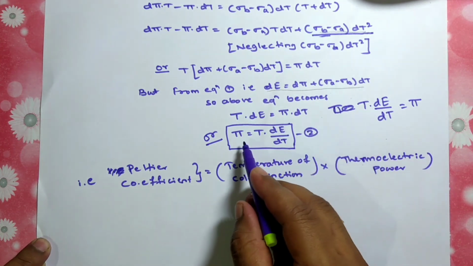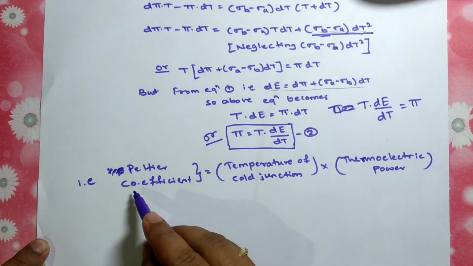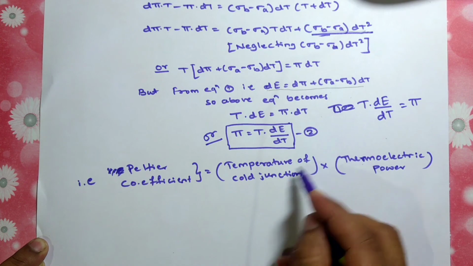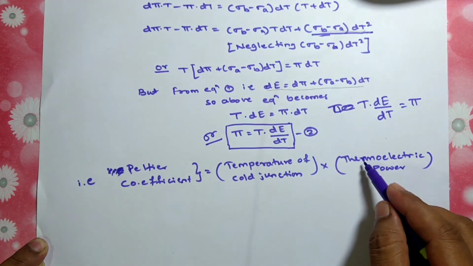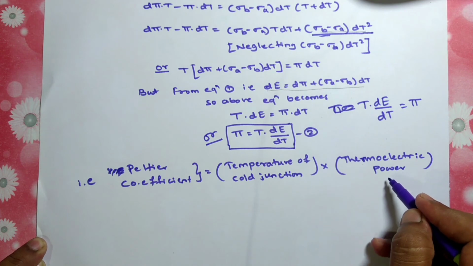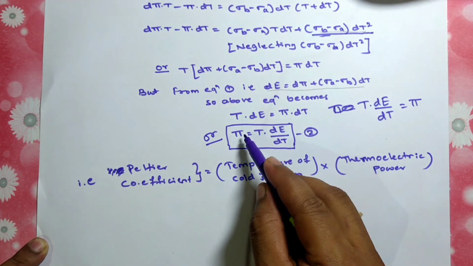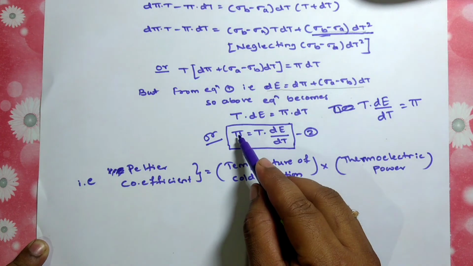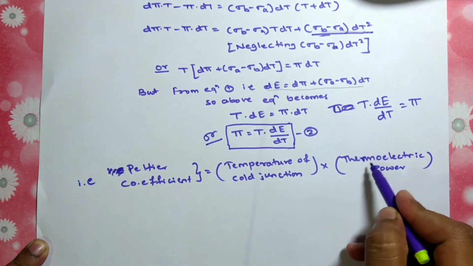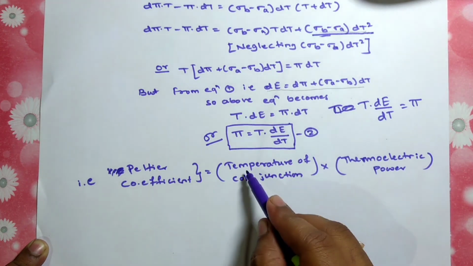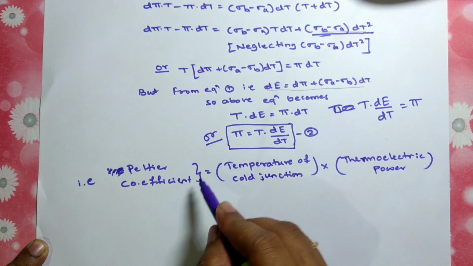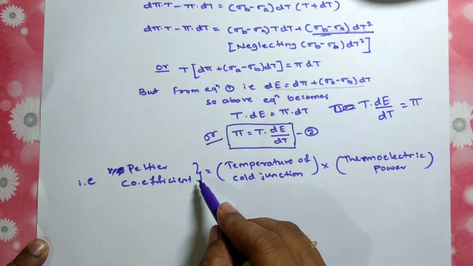So it means the Peltier coefficient is equal to the product of the temperature of the cold junction and thermoelectric power. This is all about the derivation of the relation pi is equal to T into dE divided by dt. dE divided by dt is nothing but the thermoelectric power, T is the temperature of the cold junction, and pi is the Peltier coefficient. Okay, thank you.